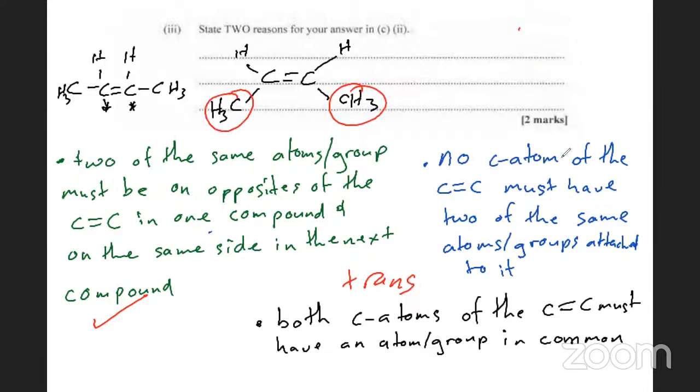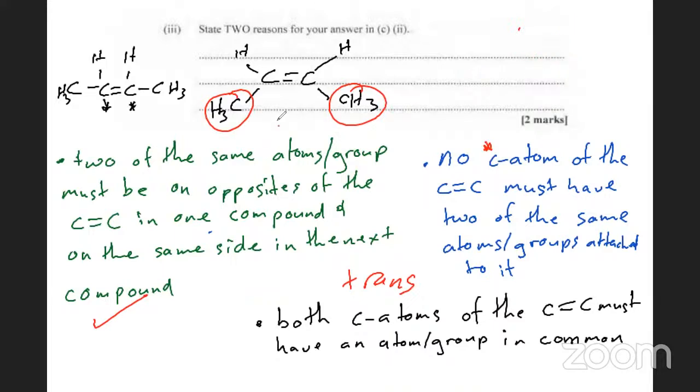The next one, no carbon atom of the double bond must have two of the same groups attached. This carbon atom has a hydrogen and a methyl. There are two different groups. Remember, in 1-butene, the carbon of the double bond had two hydrogens on it. So it did not stick to this rule here. All right.